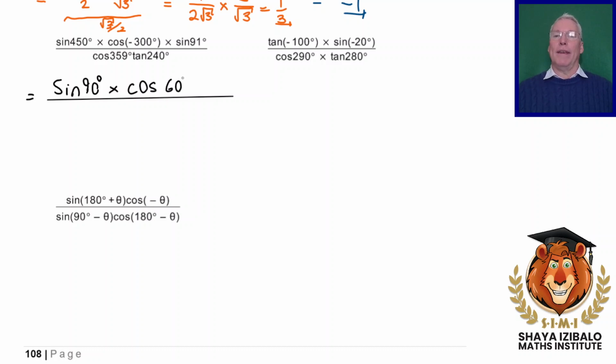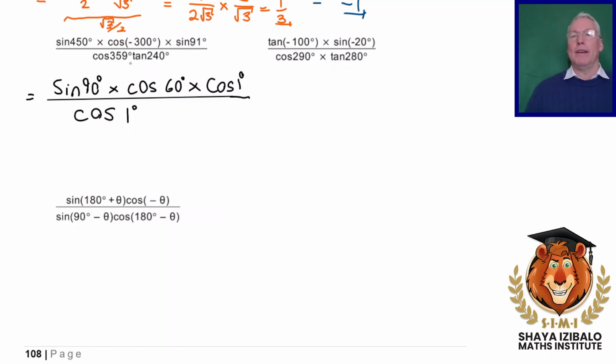Sine of 91. Now 91 is very, very close to a vertical axis. I'm inclined to go with cos of 1 degree. Okay, on the bottom we've got cos of 359 degrees. That's very close, 1 degree away from a horizontal axis. In quadrant 4, that's exactly the same as cos of 1 degree. I don't know what cos of 1 degree is, but in fact I'm not going to need to.